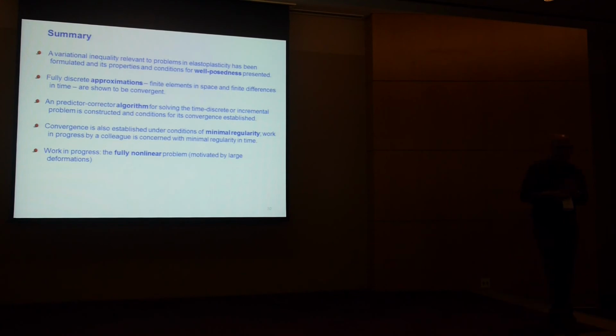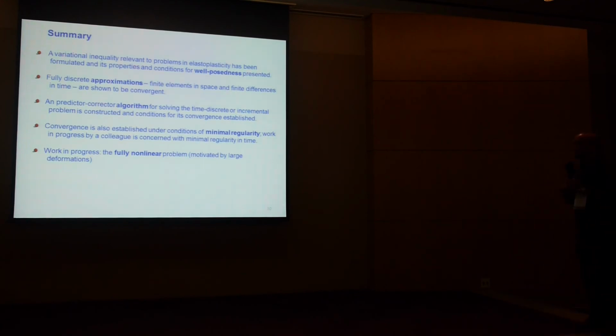What I've tried to do then is to show you how a certain variation inequality that is relevant to problems in plasticity can be analyzed, what its structure is, what makes it different to more classical variation inequalities. I've looked at fully discrete approximations, in other words, what happens when we approximate both in time and in space, the latter using the finite element method.